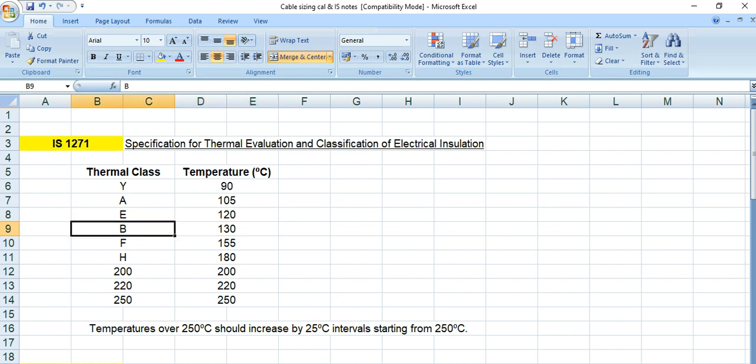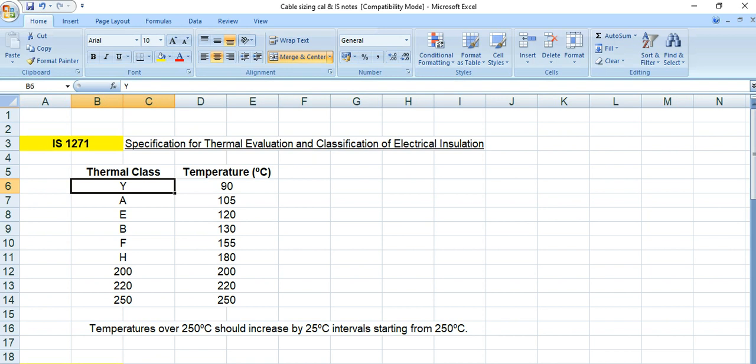So in the technical particulars, you will see that the motor temperature rise is class B, but the insulation level is class F. Like this, this is the temperature class of each and every equipment.